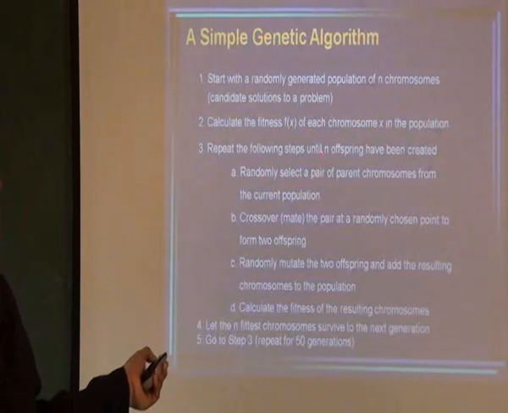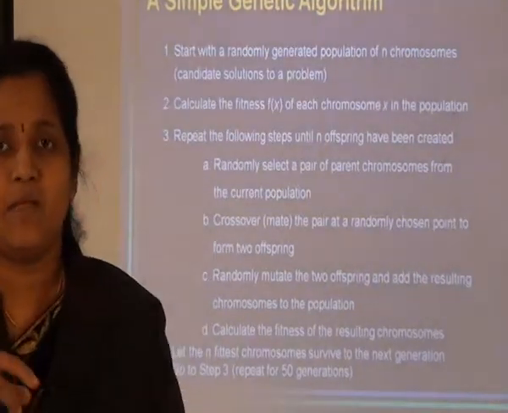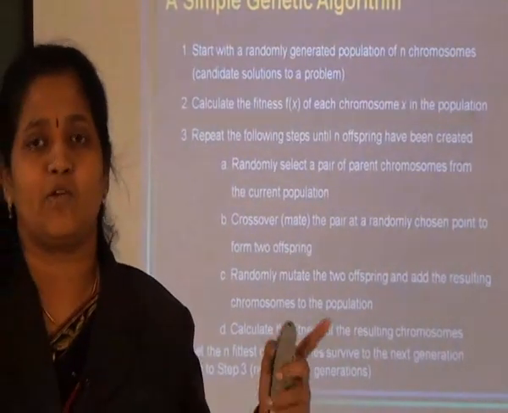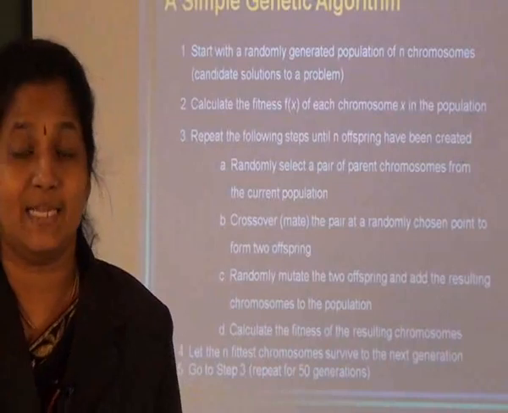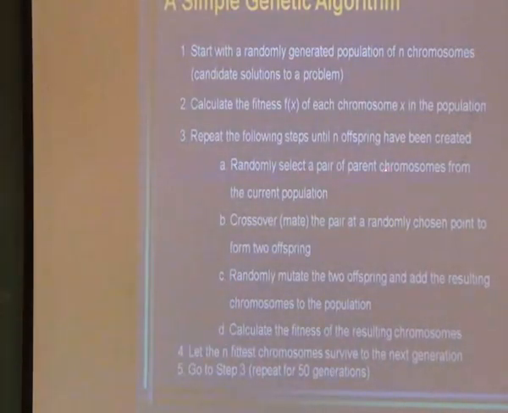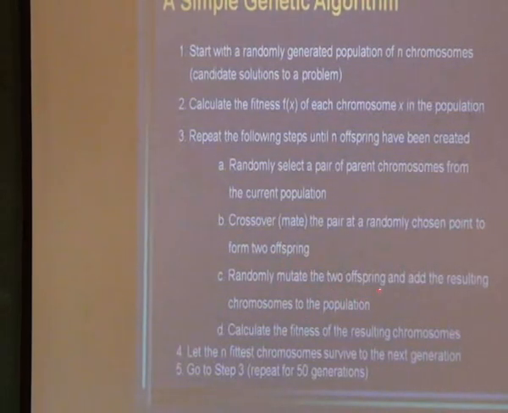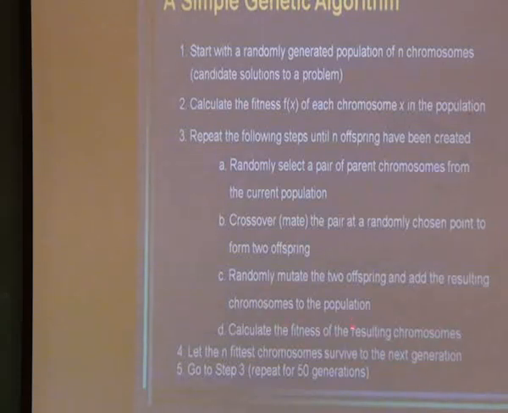Then repeat the following steps until n offspring have been created. What do we mean by offspring? If you have one or two parents, you can create a child. That child is called the offspring. So randomly select a pair of parent chromosomes from the current population. Then crossover the pair at a randomly chosen point to form two offspring, randomly mutate the two offspring, and add the resulting chromosomes. Calculate the fitness of the resulting chromosomes.